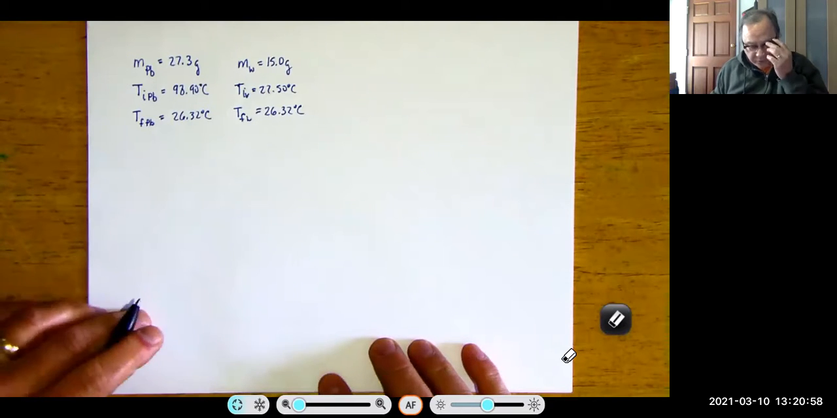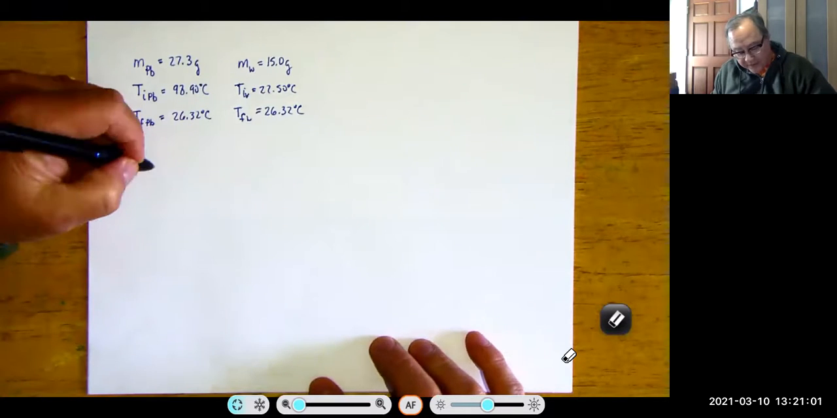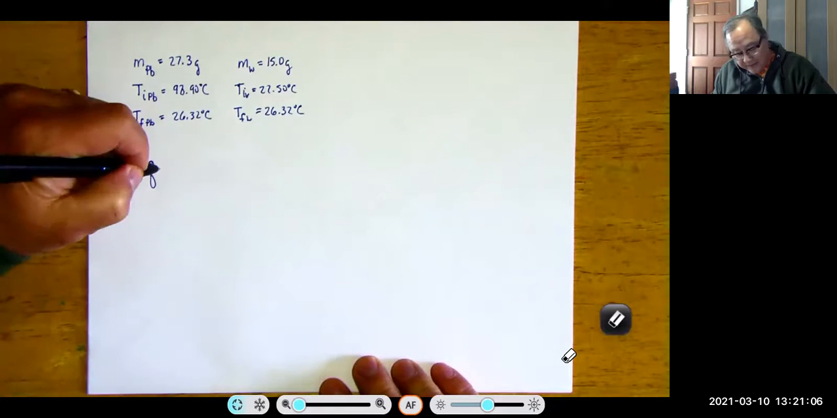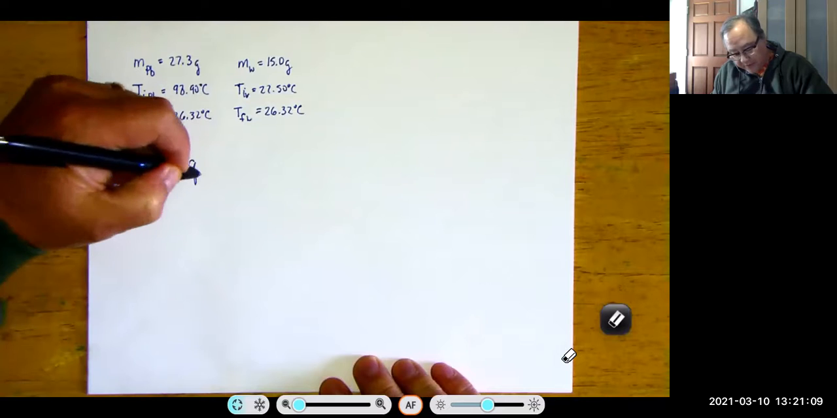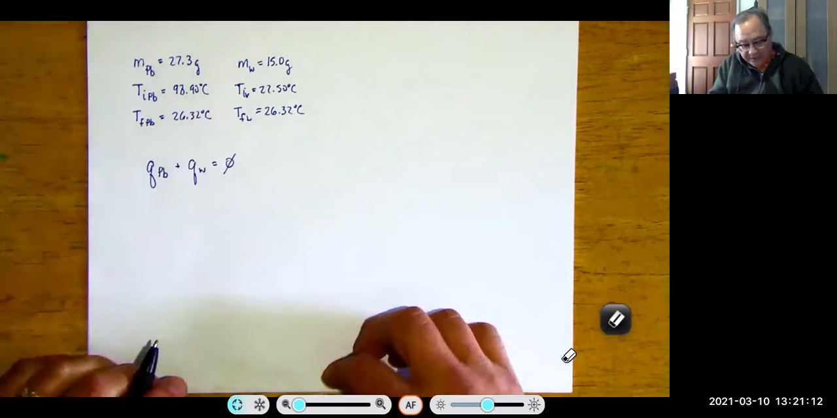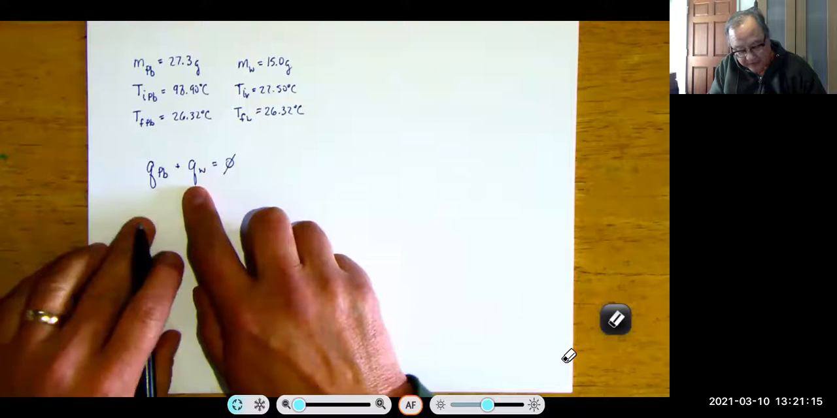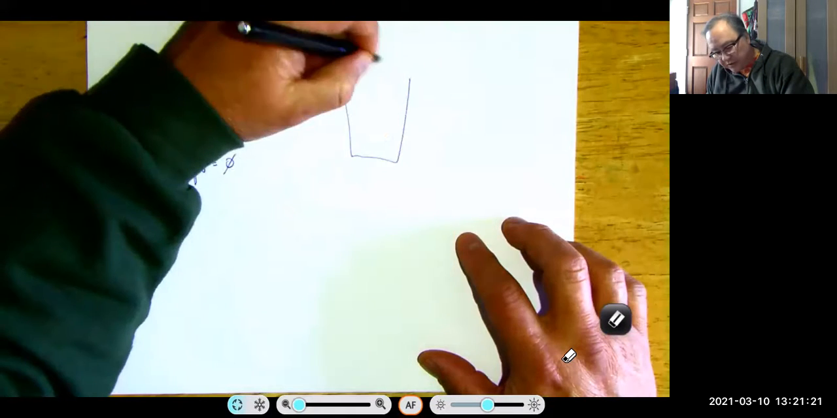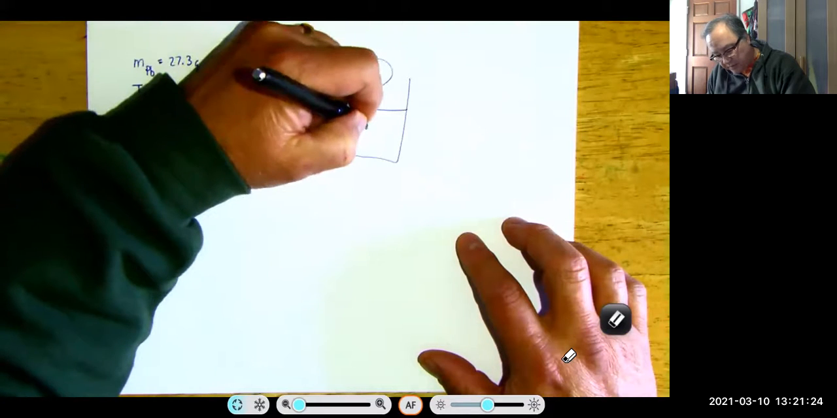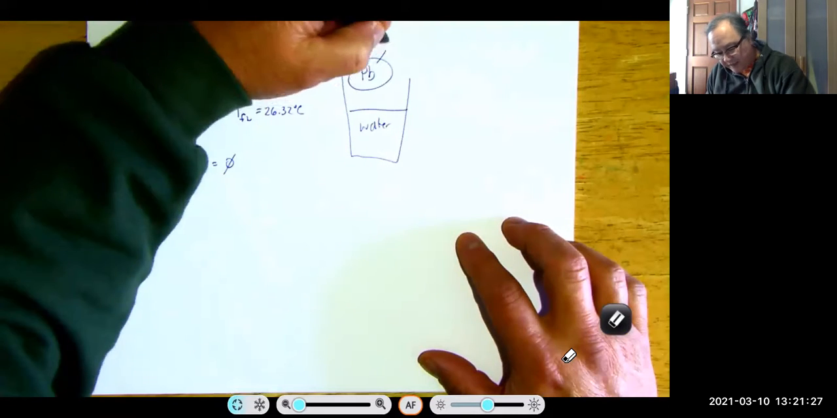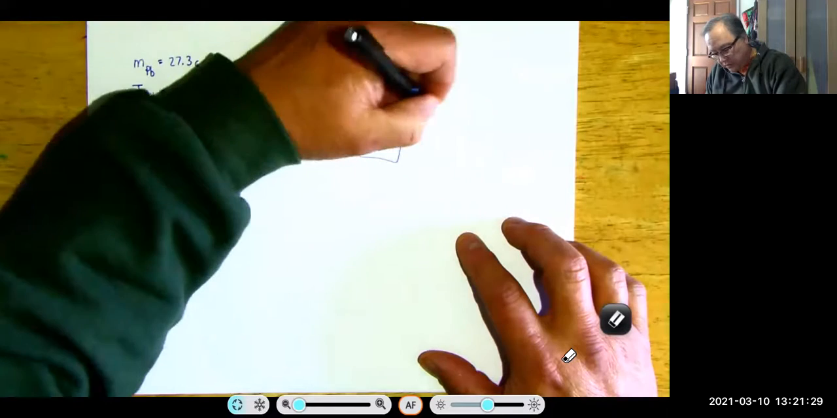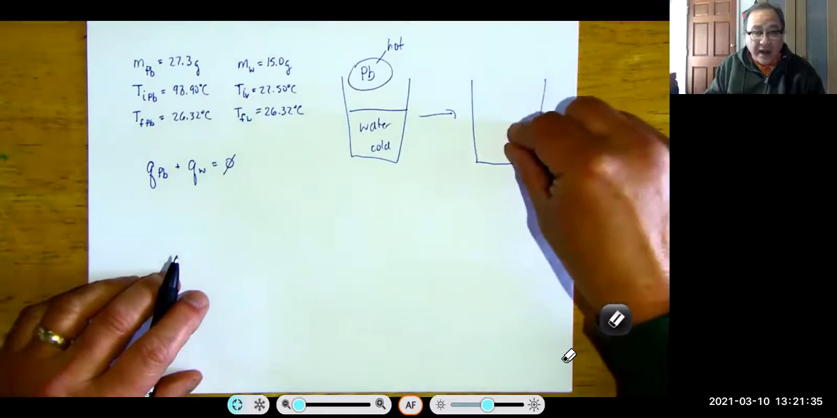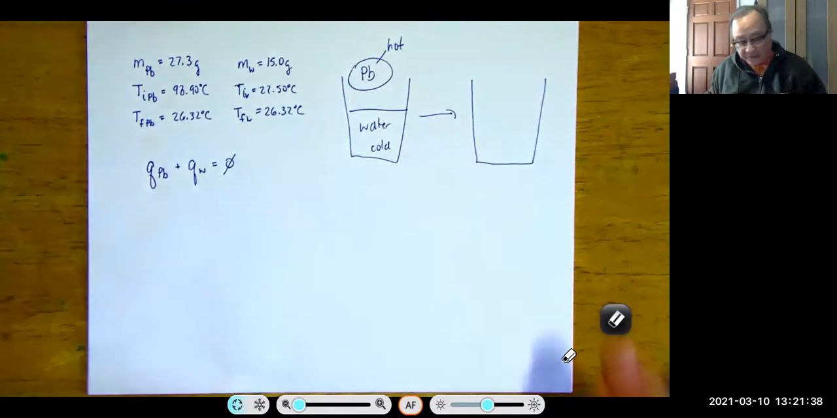All right. So the idea here is that the heat represented by Q of the lead and the heat of the water is equal to 0. And so when I say Q of the lead, Q of the water, I'm talking about this. Here's your lead, here's your water, and this one starts off hot and this starts off cold. You put them together, and this is going to be the instant you put them together, not after they've settled.